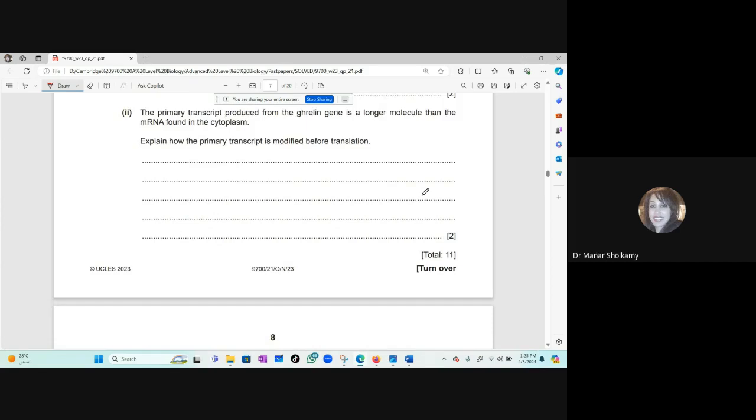Good. The primary transcript produced from the ghrelin gene is a longer molecule than the messenger RNA found in the cytoplasm. Explain how the primary transcript is modified before translation. Now, here specifically, what are they talking about, Adham? A step that happens before translation. Splicing. Correct. Can you discuss what is splicing, please?